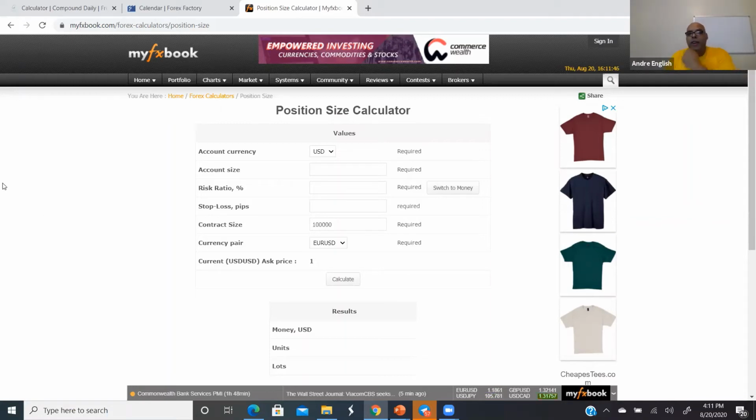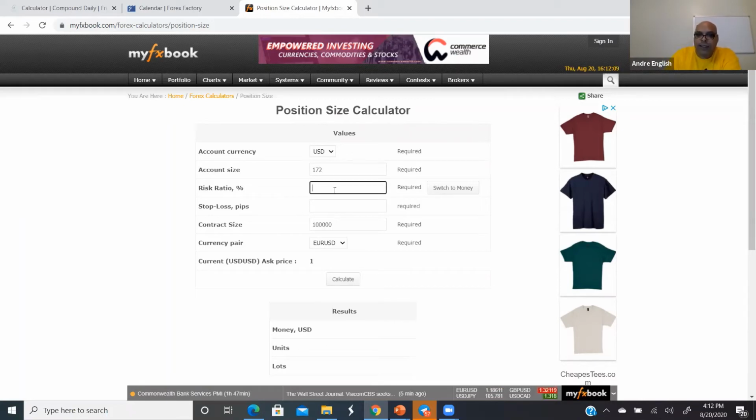So what we're going to do here is come to this position size calculator, and I'm going to show you how to use it. We're going to use USD dollars. And let's give ourselves a trickier account size. Let's say we've grown our account. We started at $100 and we've grown it to $172.